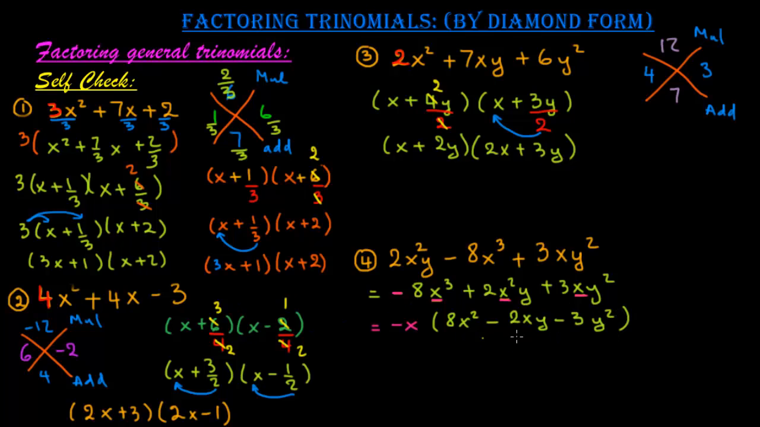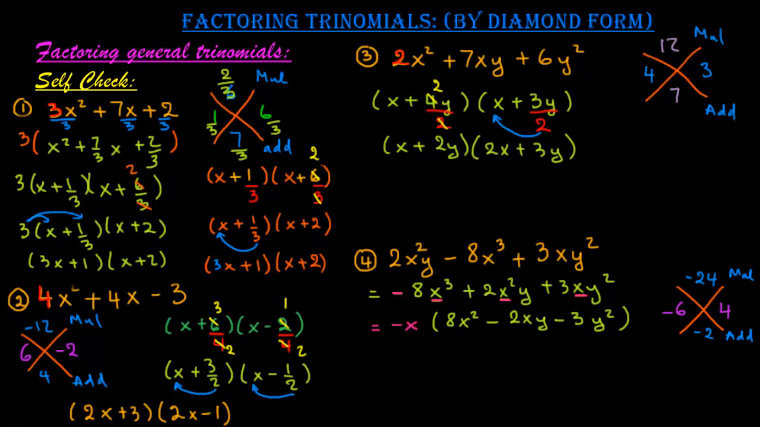Okay. Then my next step is factoring the trinomial inside. So I draw the x, first number times last number. So 8 times negative 3 is negative 24. The middle term is negative 2. So find a pair that multiplies and adds to give me that, in the diamond form. So let's say 6 and 4 is the pair which works. So it should be negative 6 and 4 gives me negative 2, and negative 6 times 4 gives me negative 24.